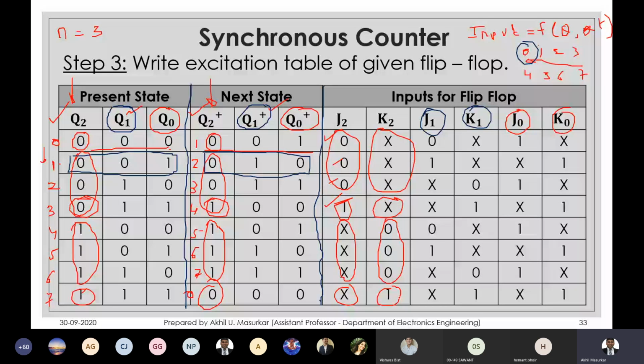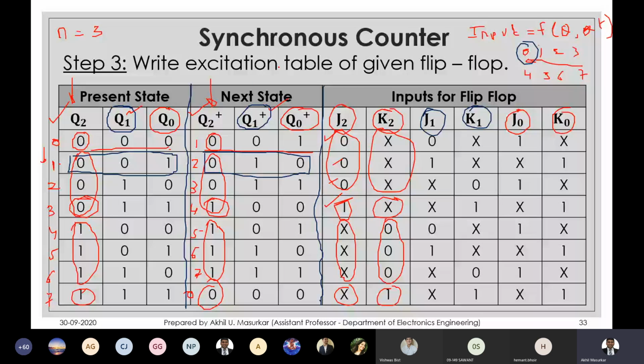Now, first we will calculate J2 in terms of Q2, Q1, Q0. Then we will calculate K2 in terms of Q2, Q1 and Q0. And then J1, K1 and J0, K0 in terms of the present states. These inputs do not depend on the next state. The current inputs will depend on the current state only. Okay, so I'm just going ahead.